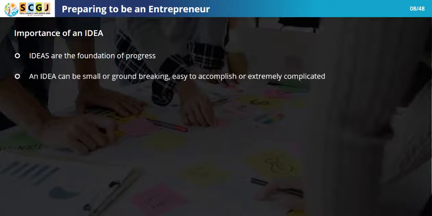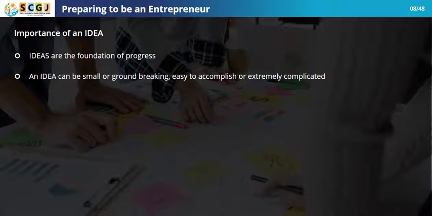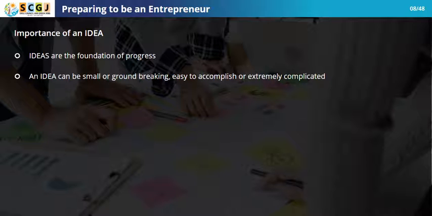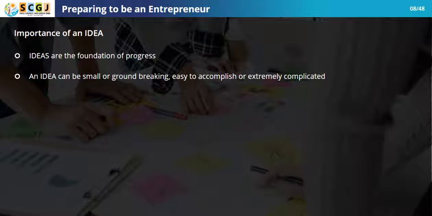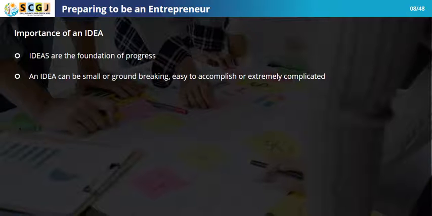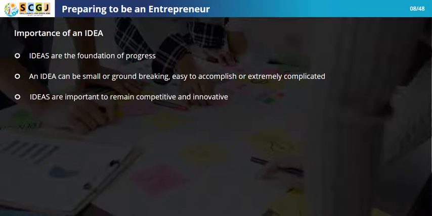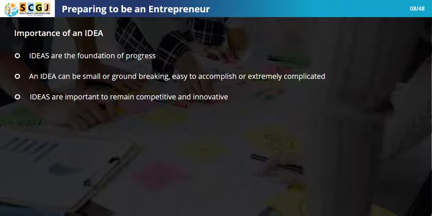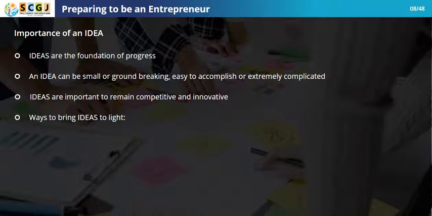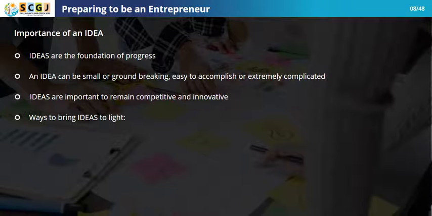Ideas are the foundation of progress. An idea can be small or groundbreaking, easy to accomplish, or extremely complicated to implement. Whatever the case, the fact that it is an idea gives it merit. If an entrepreneur wants to remain competitive and innovative, one needs to bring their ideas out into the light.